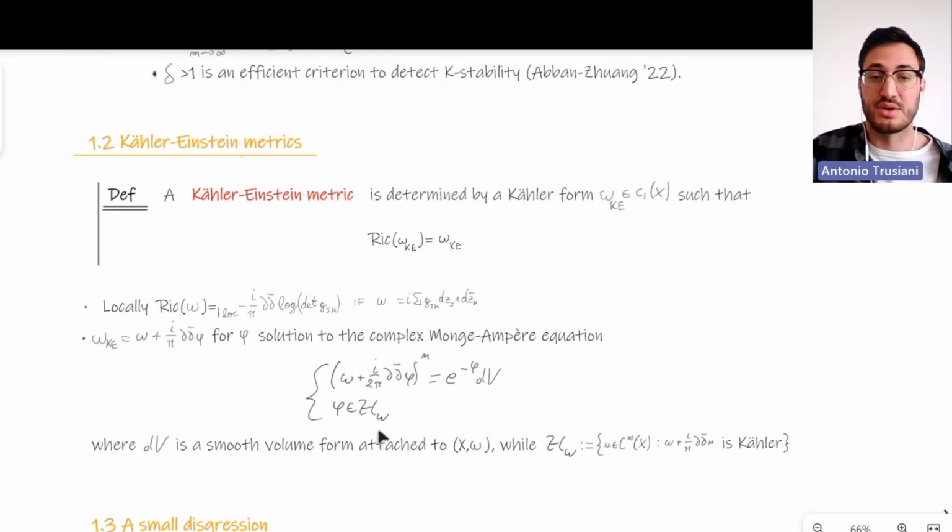This is important. We look for solutions that are in the set of Kähler potentials. So all u that are smooth, such that when you modify your Kähler form inside the same cohomology class, you still have a Kähler form.